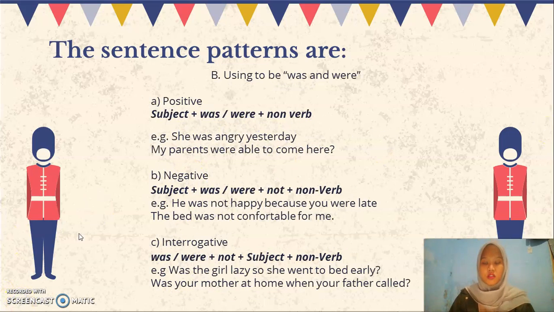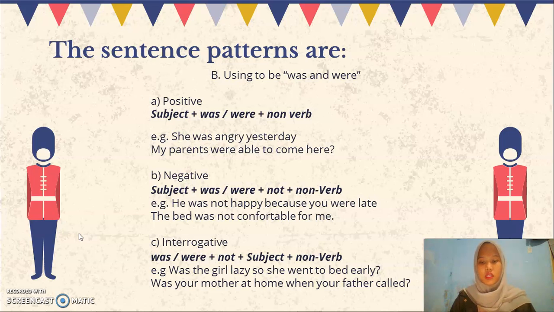The next patterns are using to be, was and were. This is used when there is no verb in the sentence. Okay, the pattern for the positive sentence is subject plus was or were plus non-verb. For example, she, as a subject, was angry yesterday. Another example is my parents, as the subject, were able to come here.